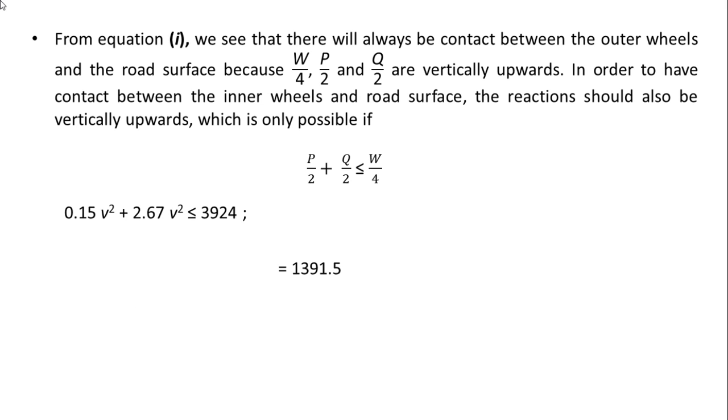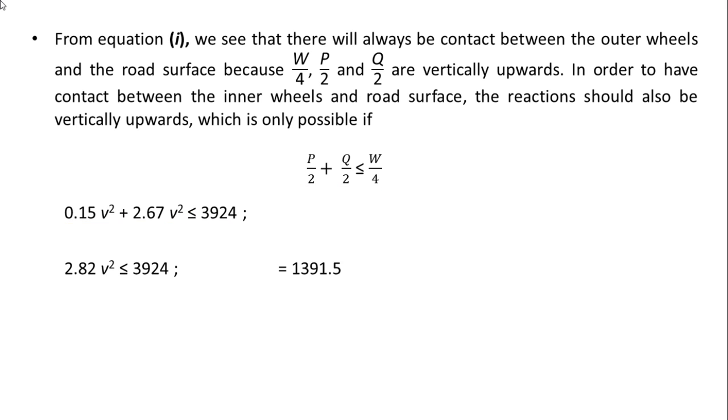So use exactly the same P by 2, Q by 2, W by 4. All four values are known to you; you have just now found them. P by 2 is 0.15 V square. Q by 2 is 2.67 V square. W by 4, numerically I know the answer itself, 3924. mg by 4, 1500 kilogram into 9.81 by 4, is 3924 Newton. Using this, now you take it as equal and find the value of V. That is your limiting speed.